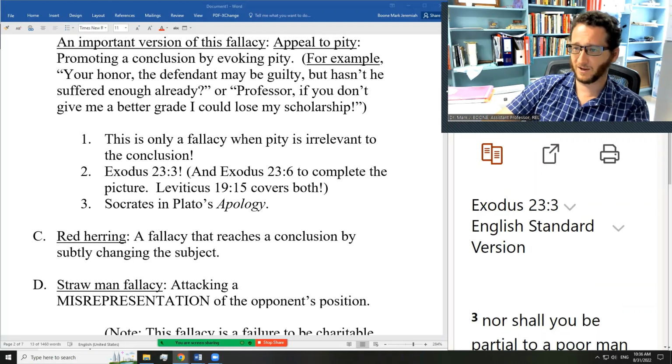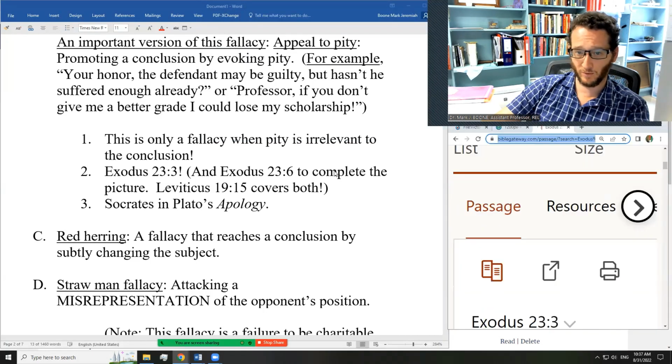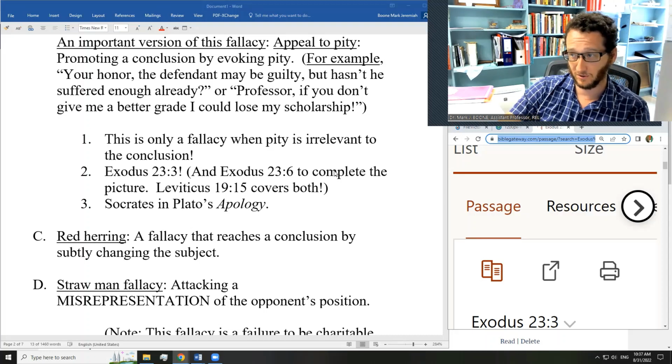Well, now I've lost my place, it got filled up half the screen there. Okay, so do not favor a poor man in court. Maybe those are the words from the NIV 84. And that is an explicit biblical command under Torah law to not commit the appeal to pity fallacy in court, or not fall for the appeal to pity fallacy in courtroom settings.